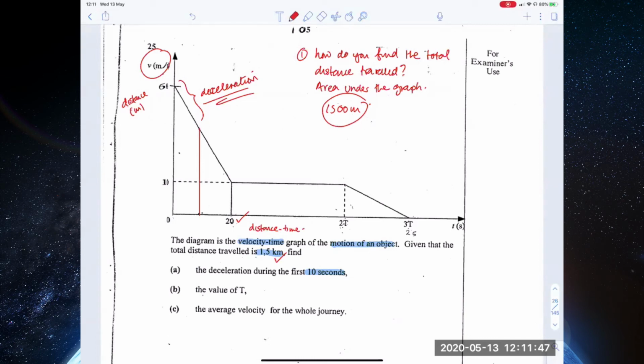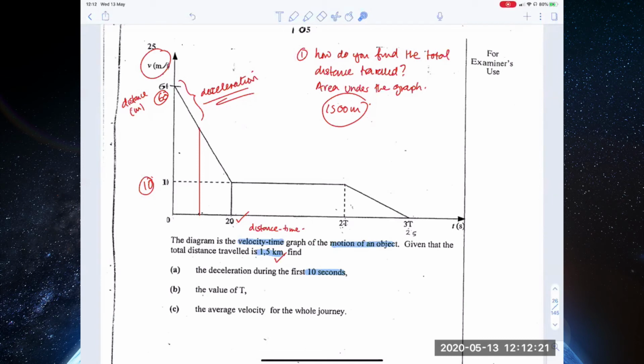Let me see. Okay, yeah, I think that's 60, and this one is 10. So can you tell me something about this deceleration? What's happening? Is it changing? Is it going down? What's happening to the deceleration?